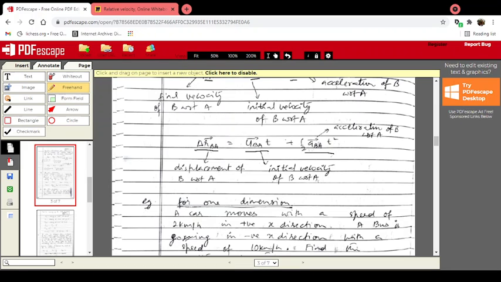And in the same way, what does delta rb represent? Here the delta rb represents displacement of particle b with respect to particle a. Similarly, what does uba represent? It represents the initial velocity of b with respect to a, and aba represents the acceleration of point b with respect to a, given the condition that the relative acceleration, that is aba, does not change with time.